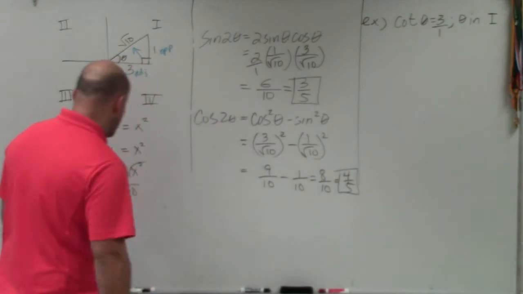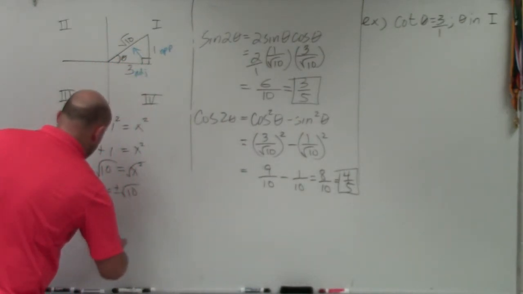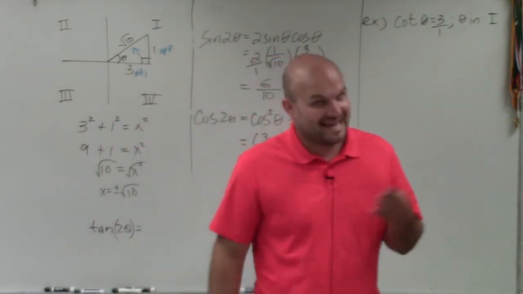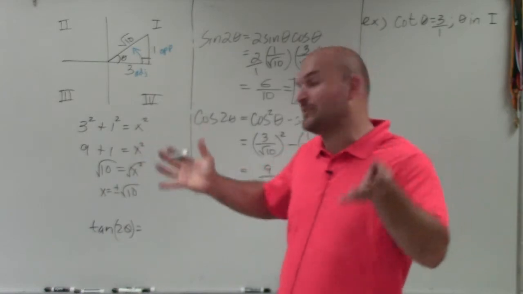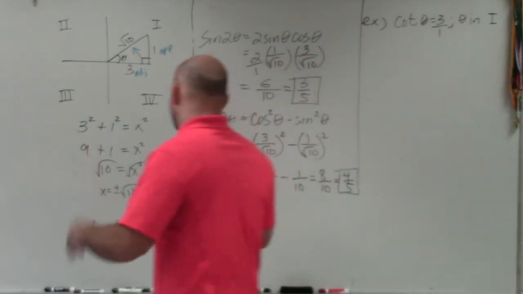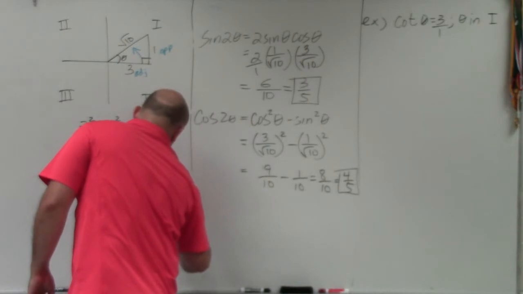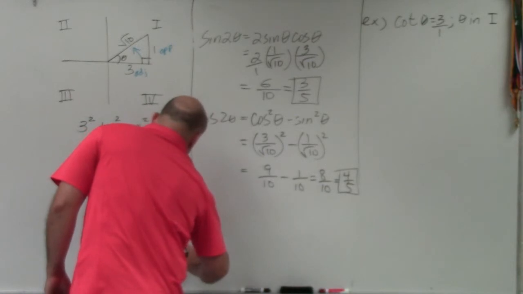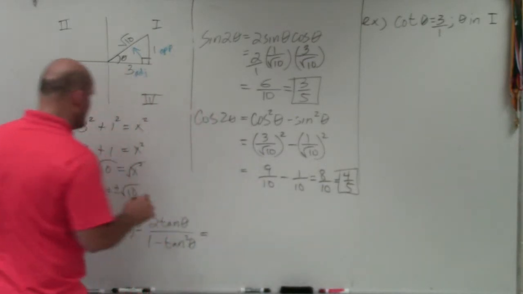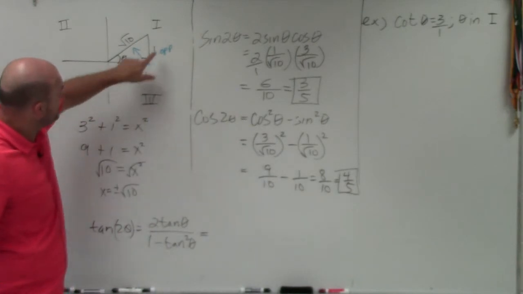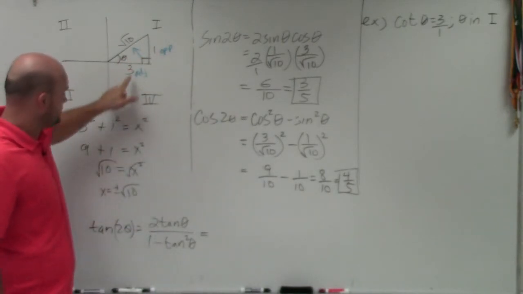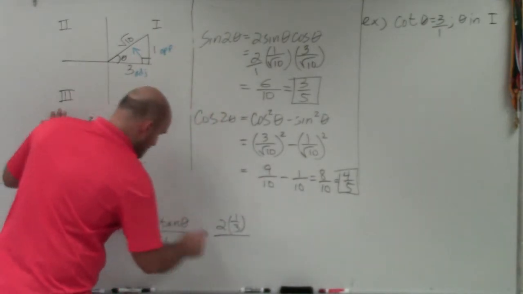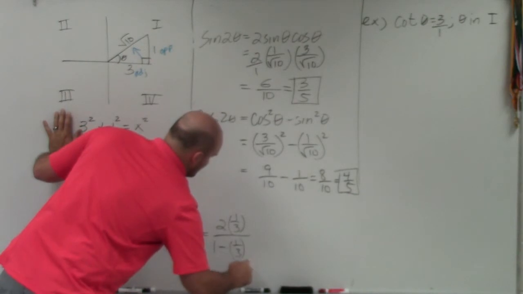All right, now let's do the last one, the one that nobody wants to do, which is tangent of 2 theta. I'm starting it all the way over here because, through my experience, tangent is the one that's going to take the most amount of work on your paper. So tangent of 2 theta is going to be 2 tangent of theta divided by 1 minus tangent squared of theta. Remember, cotangent was adjacent over opposite, so tangent is opposite over adjacent. So that's going to be 2 times 1/3 divided by 1 minus 1/3 squared.